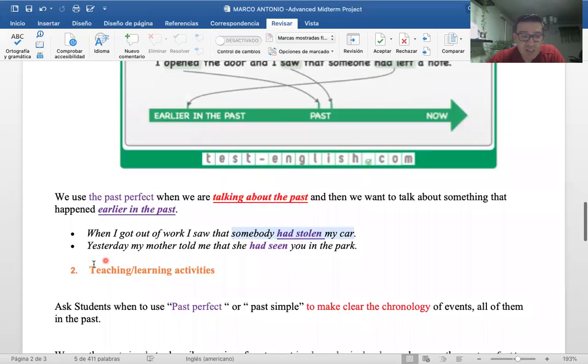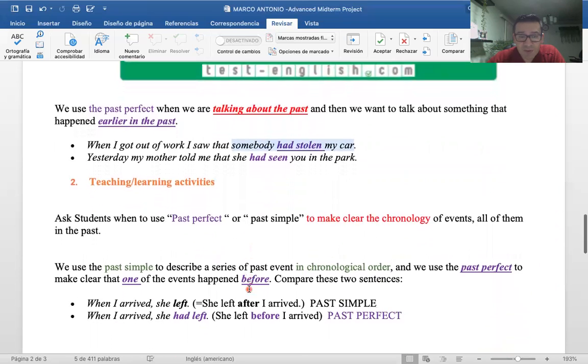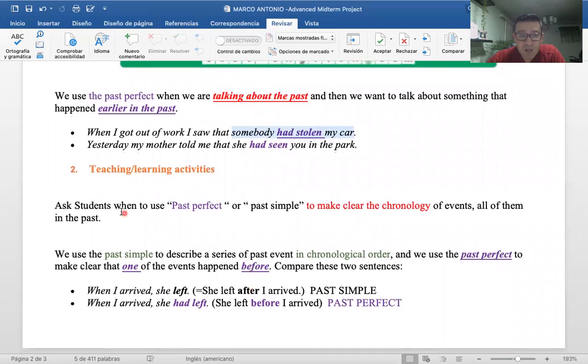Step number 2 is teaching or learning activities. When we explain this to students, we should ask them when to use past perfect or past simple. And one more time, to make clear the chronology of events. All of them are in the past, of course, but if we want to specify that an action took place before another action in the past, that's when we use the past perfect, like we see in the examples.